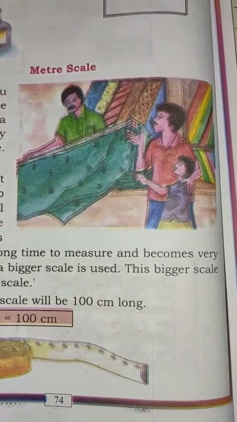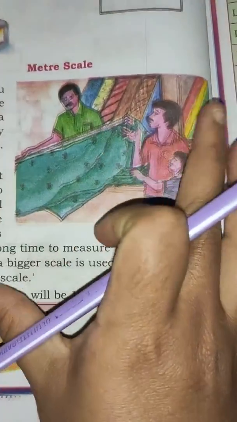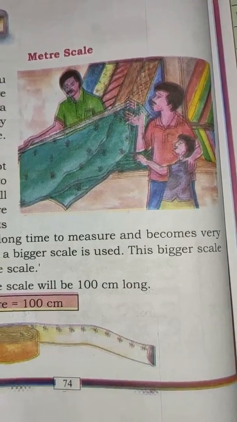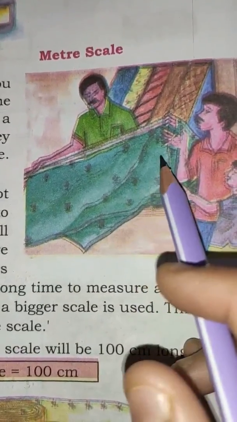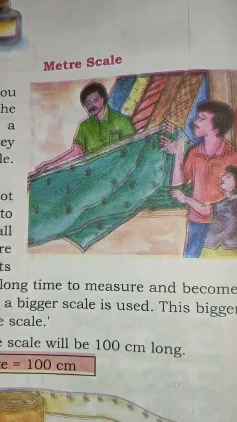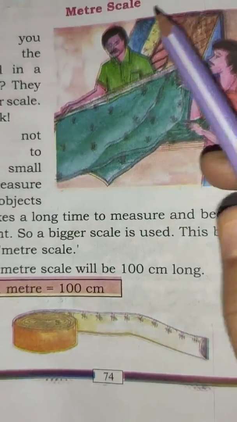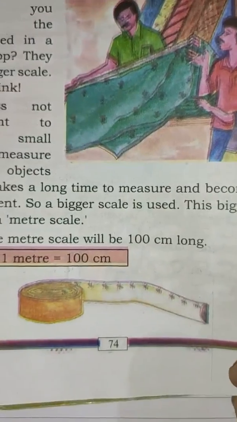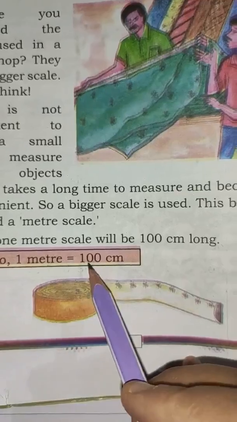Yes, because it is not convenient to use a smaller scale to measure long objects, isn't it? So it takes a long time to measure and becomes very inconvenient. So a big scale is used to measure the biggest objects. Okay, so this bigger scale is called a meter scale. So such kind of scale is called the meter scale. Okay, so here children, just remember this one. 1 meter is equal to 100 centimeters.